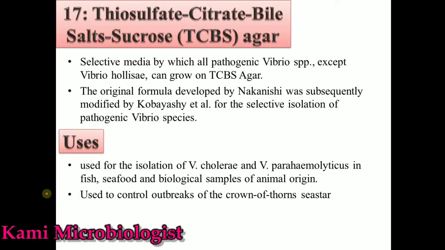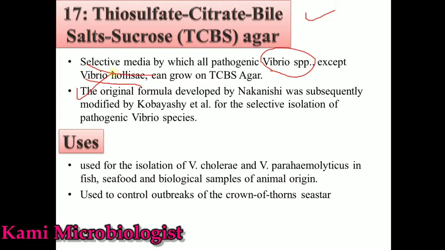Today in this video lecture we are going to talk about thiosulfate, citrate, bile salt, sucrose agar medium. In short form we can say TCBS agar medium. Now this media is again a selective media which is specially used for the isolation of different pathogenic Vibrio species except Vibrio holaceae. So all the Vibrio species can grow, but Vibrio holaceae can't grow on this media.